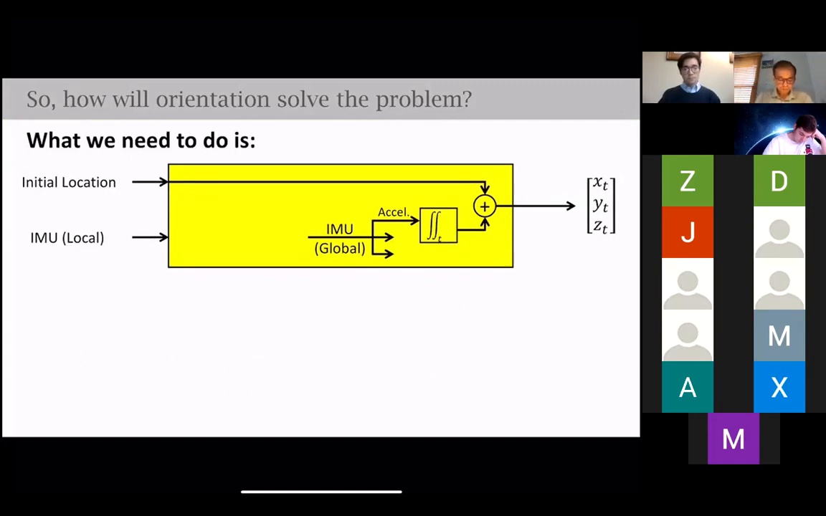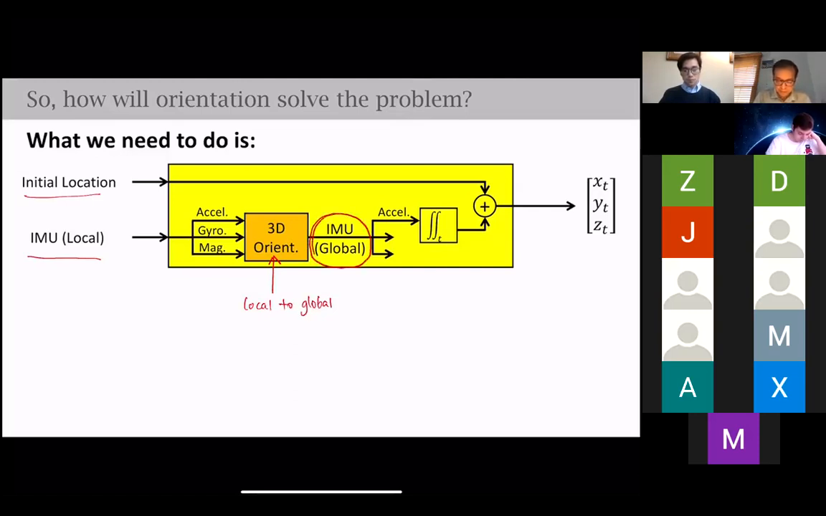Now what we need to do is, you have your initial location and you have your IMU in the local coordinate frame. You basically rotate your local IMU readings into the global coordinate frame, right? By using the 3D orientation of the matrix, right? This is basically local to global. Now the output of this orange box is the same IMU data in the global coordinate frame, right? You've just done a matrix multiplication. Now you get acceleration, gyroscope, and magnetometer in the global coordinate frame.